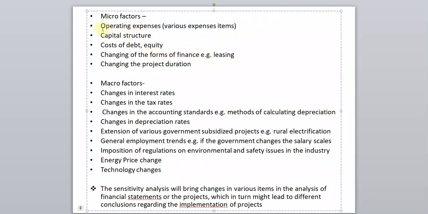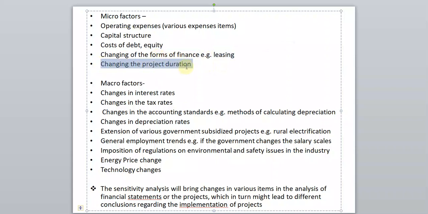So the first micro factor is operating expenses. Operating expenses include various expense items like operating costs, processing costs, manufacturing costs, etc. Then capital structure, then cost of debt and equity. Debt means loan. Equity means sharing of the percentage of the company, or ownership of the company. Then changing the forms of finance, that is leasing. If you are going to take some equipment on lease, that also is crucial in case of risk management.